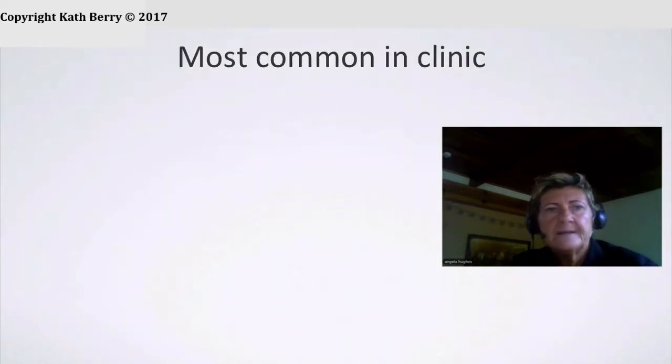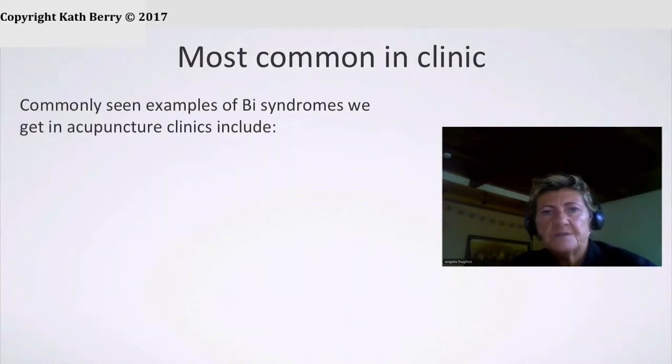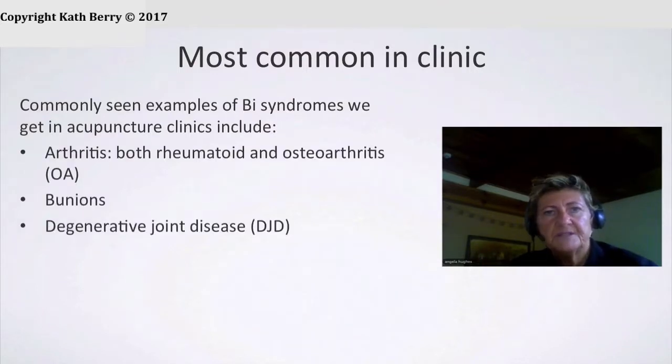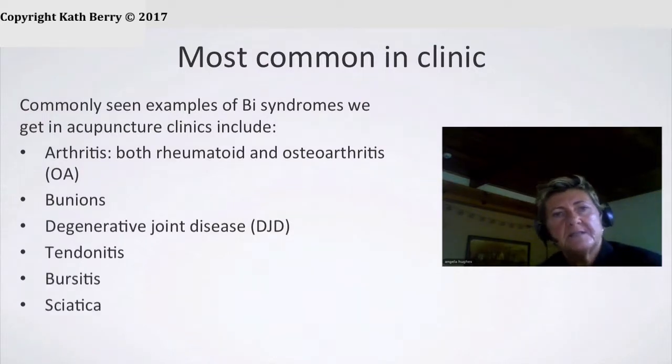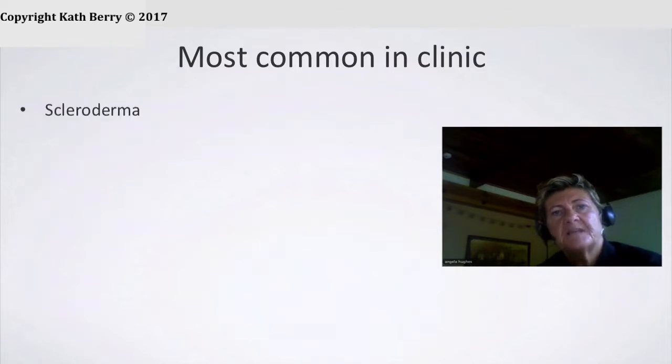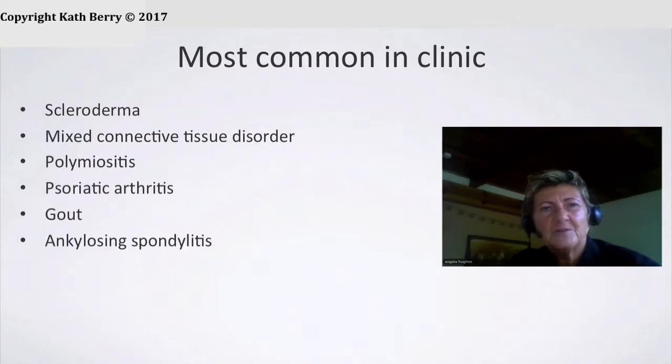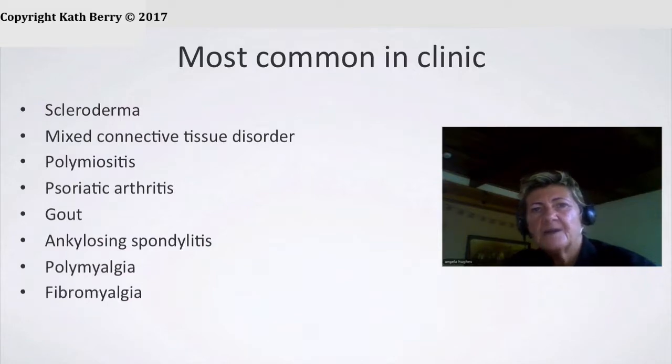So in clinic, the most commonly seen examples of Bi syndrome are arthritis, both rheumatoid and osteo, bunions, DJD, tendonitis, bursitis, sciatica, lupus, scleroderma, mixed connective tissue disorder, polymyositis, psoriatic arthritis, gout, ankylosing spondylitis, polymyalgia, fibromyalgia.